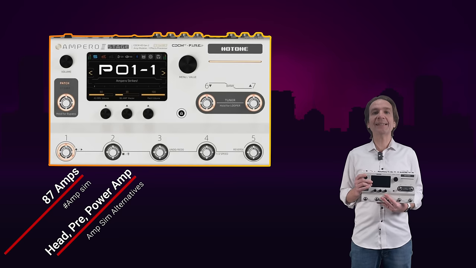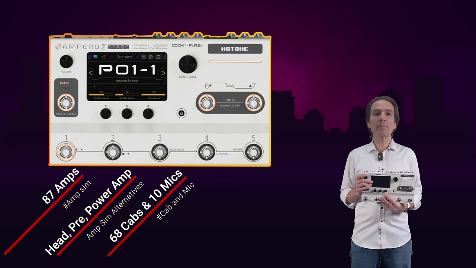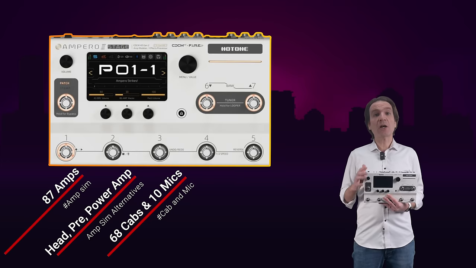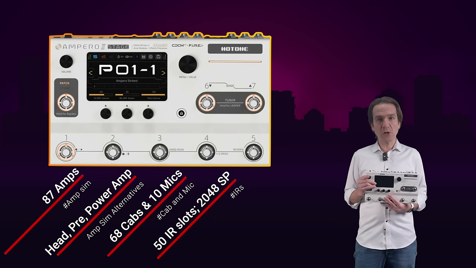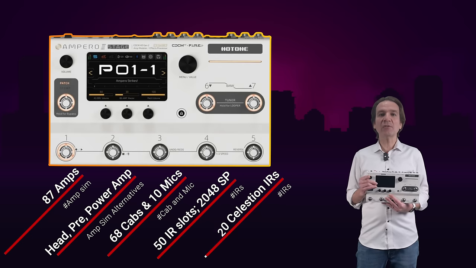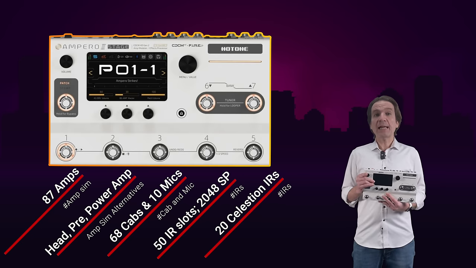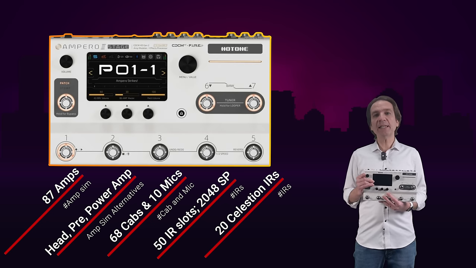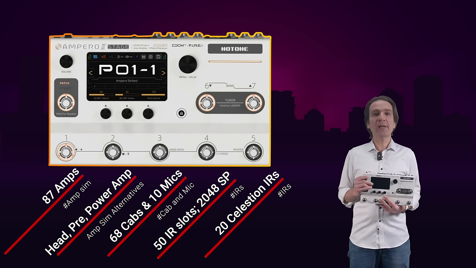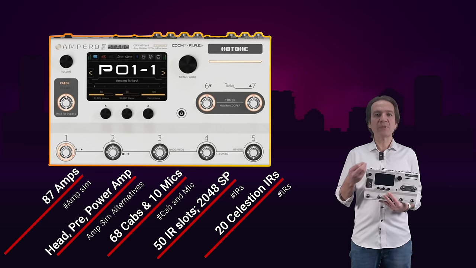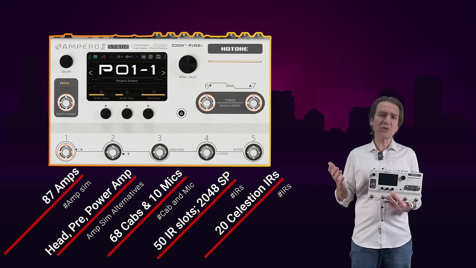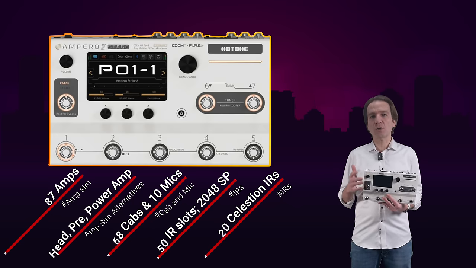Furthermore, the unit includes 68 cabinets with 6 single mic simulations and 4 multi-mic sims, I mean combinations of mics. Obviously, we can place the mic across the cab wherever we want. We can load our own IRs in 50 user slots, and there are 20 Celestion IRs included in the box. The IRs are up to 2048 sample points. So here I would say that we have a pretty complete set of amps, cabs and relevant features, for instance with power amp sims, multi-mic sims, etc., so that we can customize our tone as much as we want.